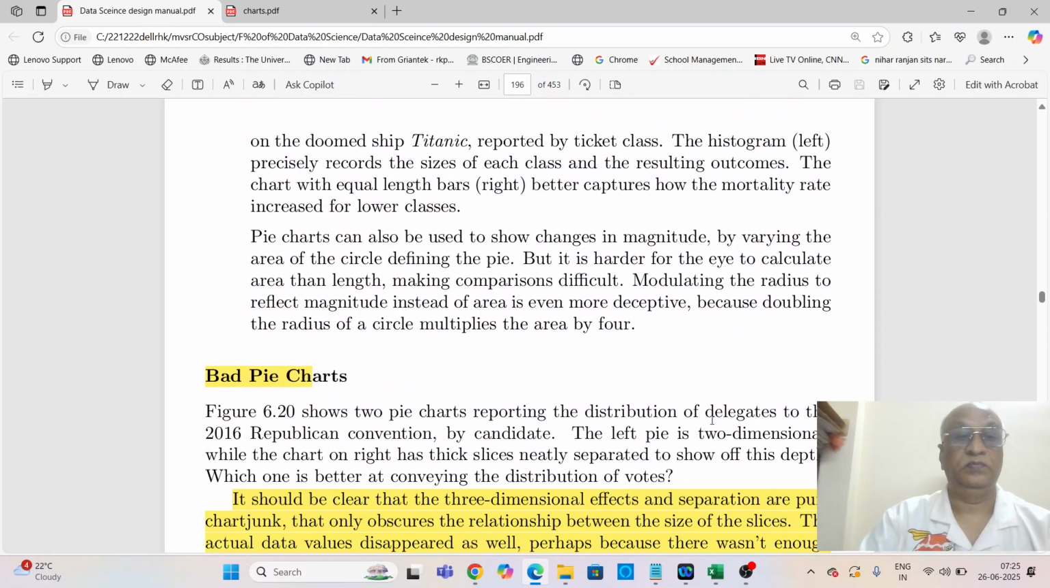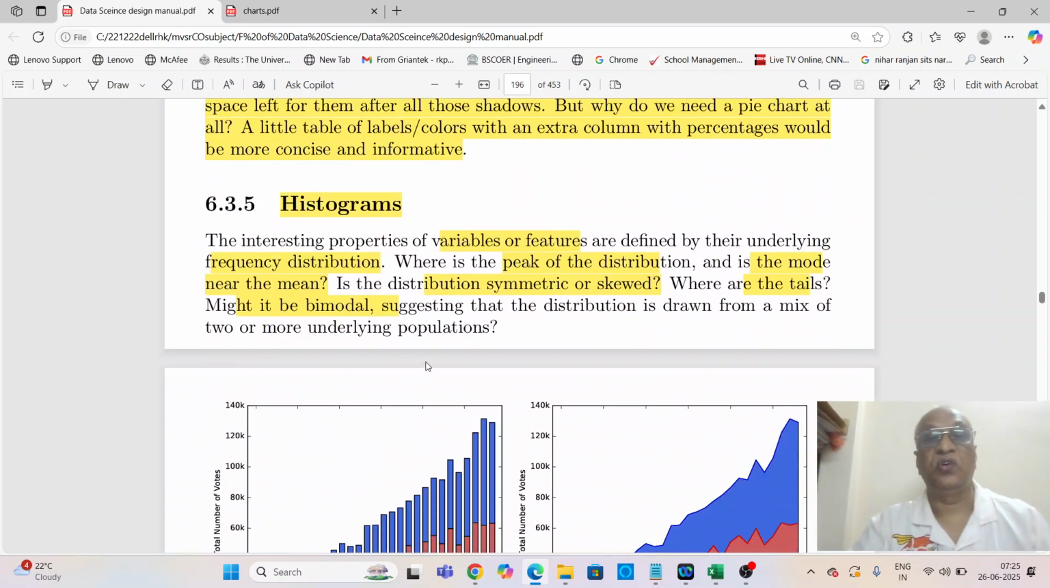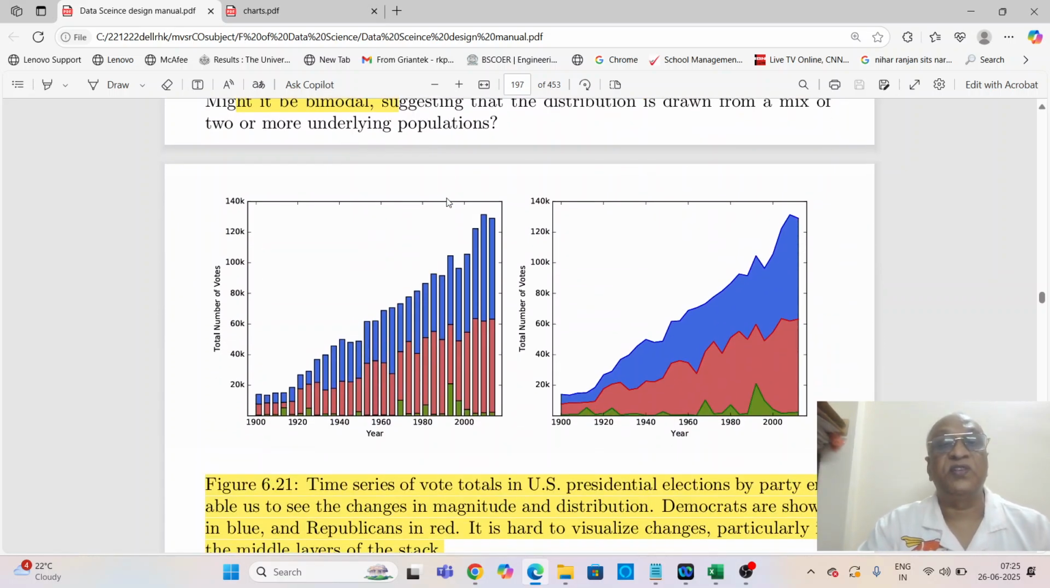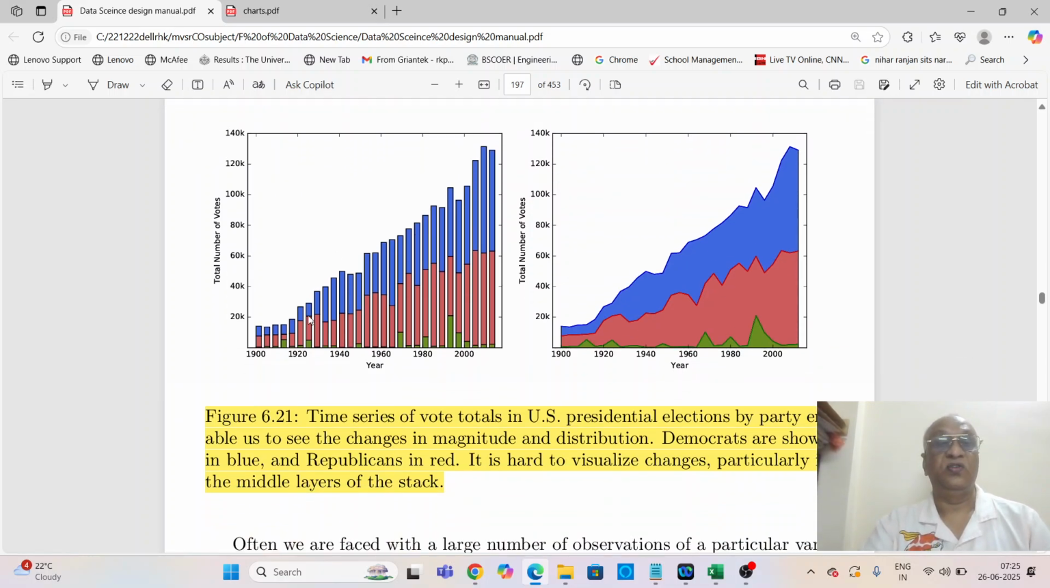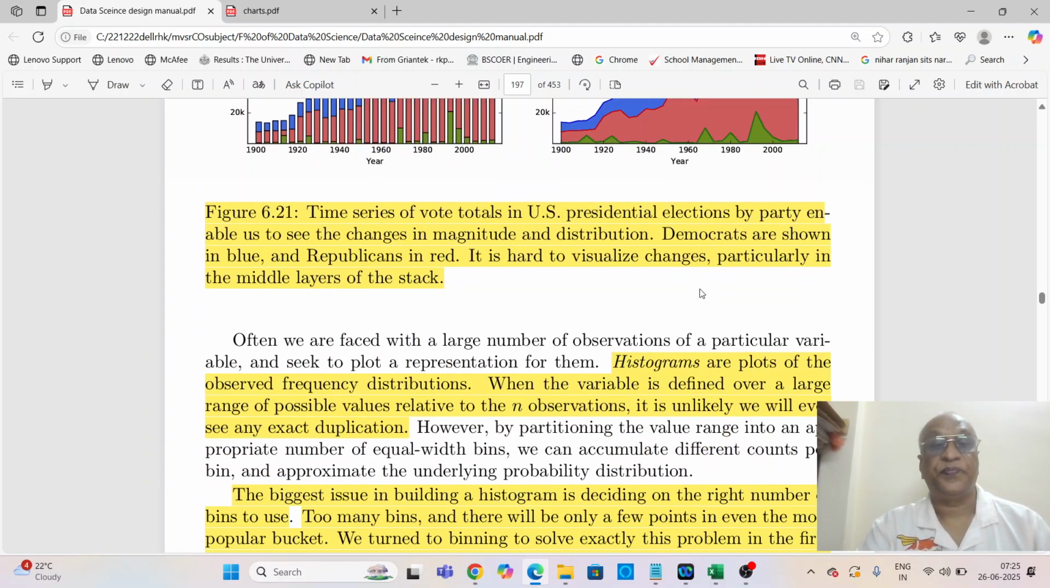Next comes the histograms. So variables are there, frequency distribution is there, peak is there, mode is there, mean is there, symmetric distribution or skewed distribution is there, or whether it is bimodal. All those aspects will be depicted with the help of histograms. Okay, this is actually time series data for US elections, and this depiction is better, right? The right side depiction is better.